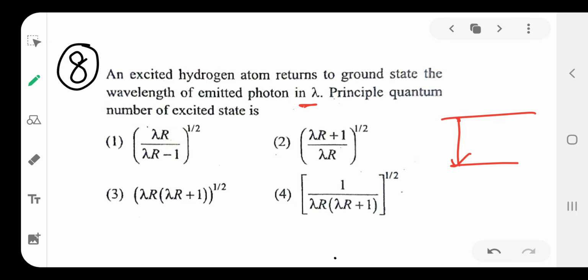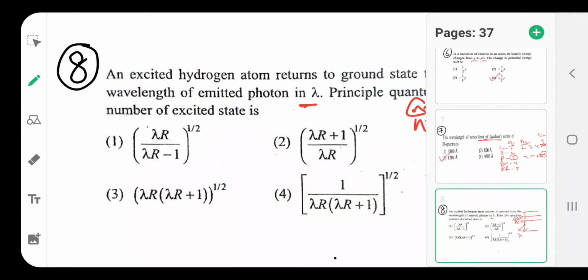The wavelength of the emitted photon is lambda. What is the principal quantum number of the excited state? It may be n equal to 2, or n equal to 3, or n equal to 4. The electron may de-excite from the second orbit to the first orbit, or the third orbit to the first orbit, or the fourth orbit to the first orbit. So what is your n value? We have to find out from which orbit to which orbit your electron jumps, that is, the principal quantum number of the excited state.